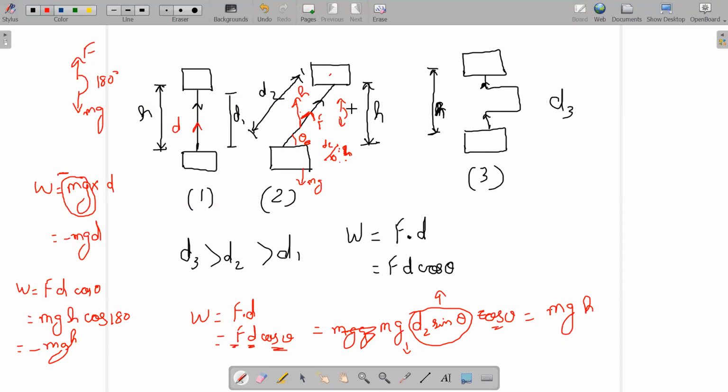So theta becomes what? 180. So again that cos of 180 value is a -1 value. That again becomes minus mgh. Same thing applies in this case also. It will be a long process, but you can understand what happens here.